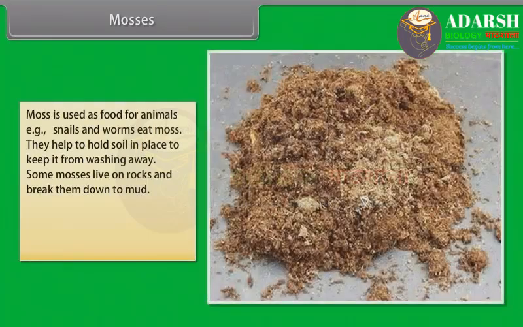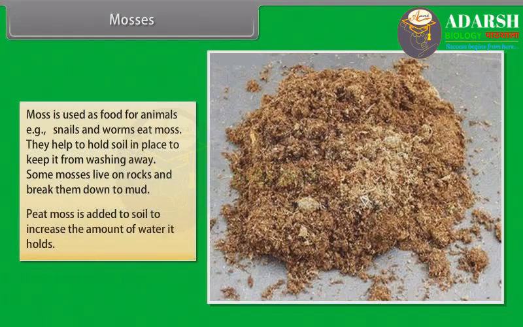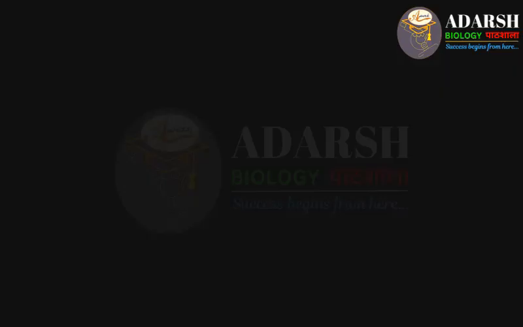Moss is used as food for animals, that is, snails and worms eat moss. They help to hold soil in place to keep it from washing away. Some mosses live on rocks and break them down to mud. Peat moss is added to soil to increase the amount of water it holds.